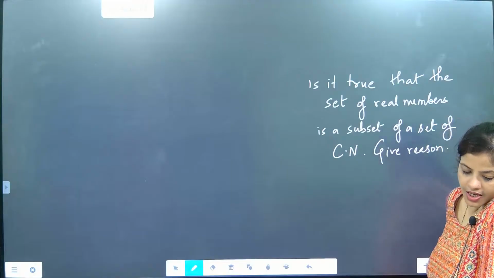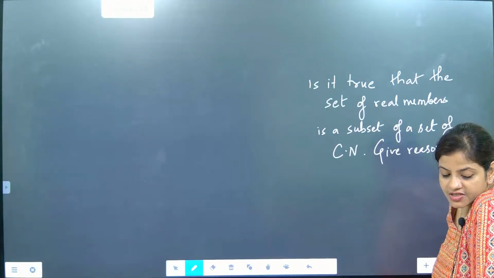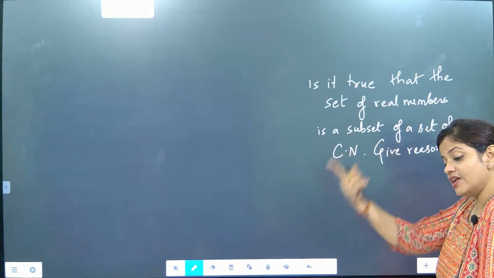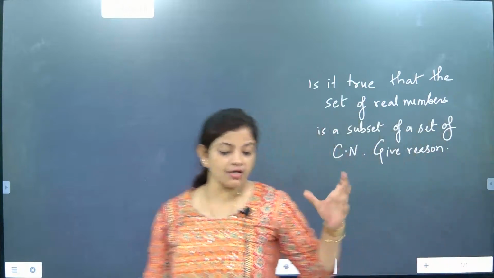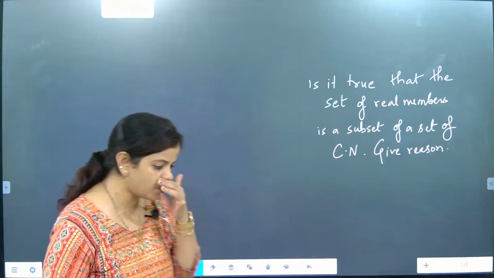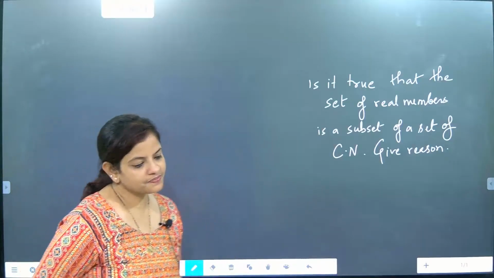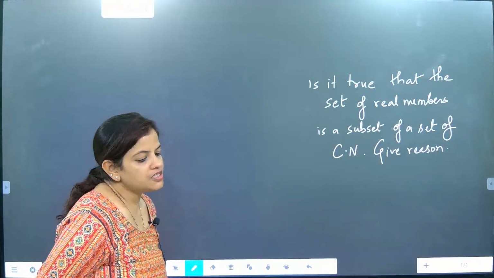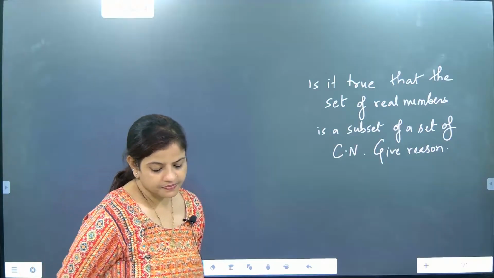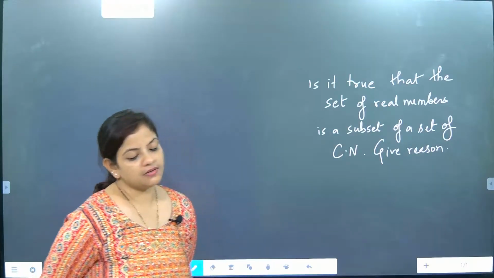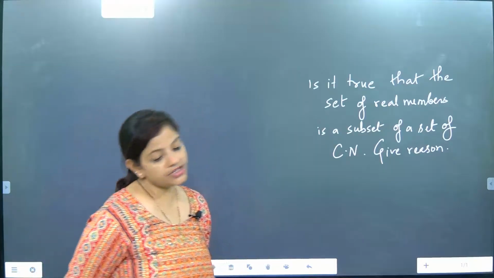Any real number. Is it true that the set of real numbers is a subset of the set of complex numbers? It means all the real numbers can become a subset of the complex numbers. Is it possible to write like this? Yes or no, at least tell. After that, I'll explain. Gagan is telling yes. Yes, Gagan, it's absolutely correct, beta.